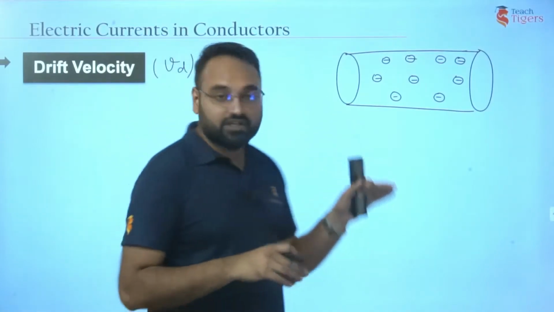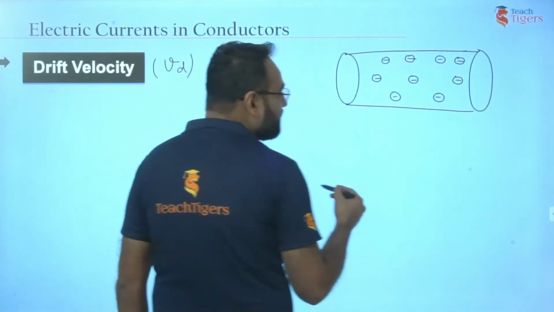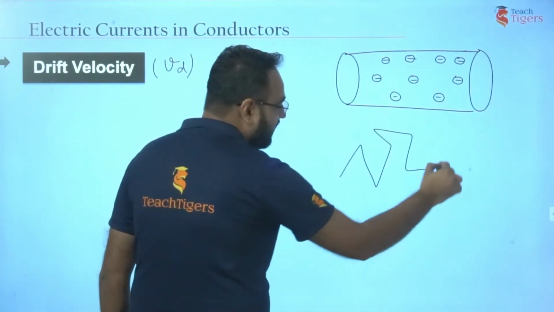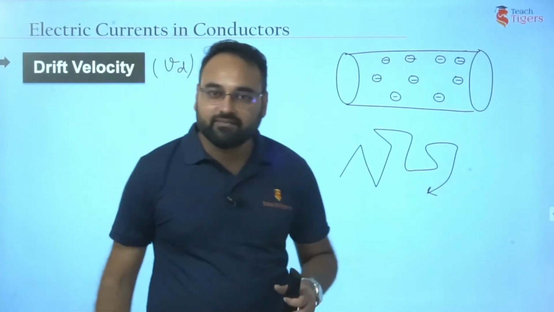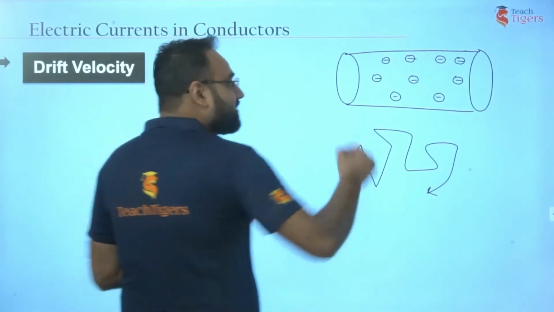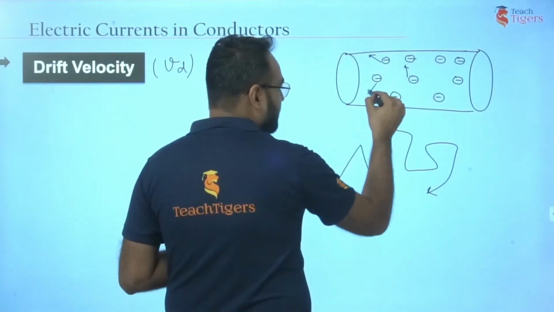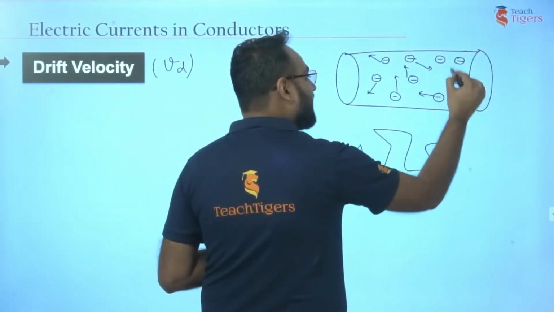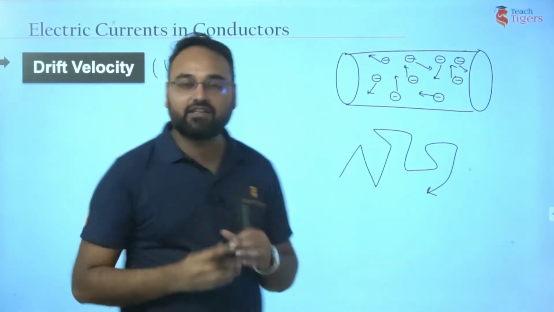Under normal conditions, these electrons are in random motion. Random motion means they are moving on a random path like this. This is how they keep on moving. Their velocities are randomly oriented. There is no fixed direction of these velocities. They are randomly moving here and there.